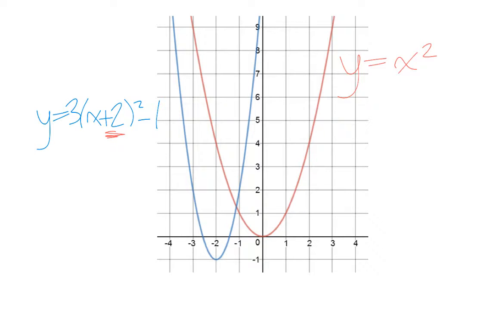It has been translated 1 unit down, and there appears to be a vertical stretch, which would make the parabola narrow. I know it's a little bit tricky to see these translations, but I want you to focus on the location of the vertex. And you can see more easily if it's being translated right or left or up and down.